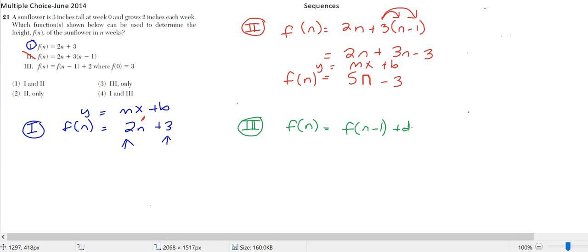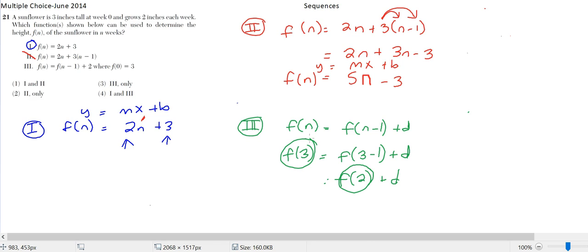where f of n minus 1 is the value of the function at the term before the term that we're solving for. So let's say we're solving for f of 3, or the height during week 3, we would do f of 3 minus 1 plus d, or f of 2 plus d. So f of n minus 1 always represents the value of the term before the term that we're solving for.